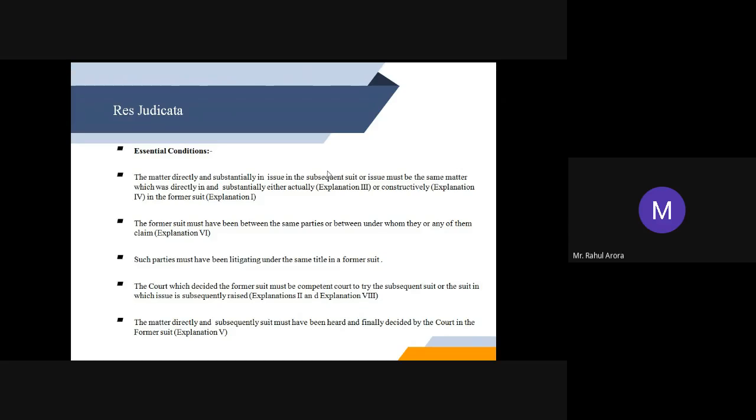Third point is such parties must have been litigating under the same title in the former suit. Fourth point, the court which decided the former suit must be competent to try the subsequent suit, or the suit in which the issue is subsequently raised. And the last point is the matter directly and substantially in issue in the former suit must have been heard and finally decided by the court in the former suit. So these are the five essentials of res judicata.